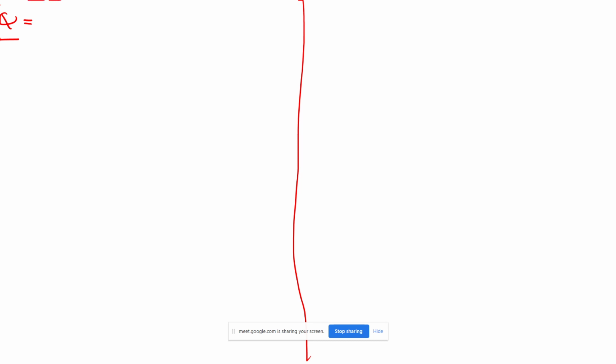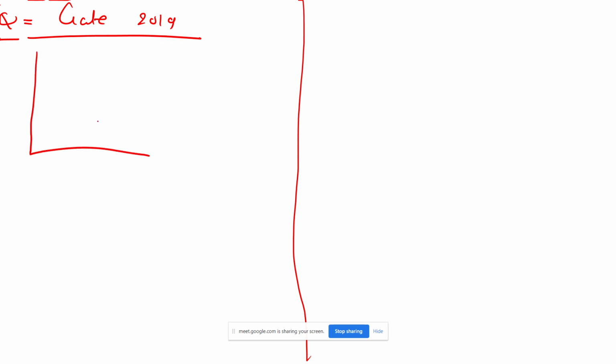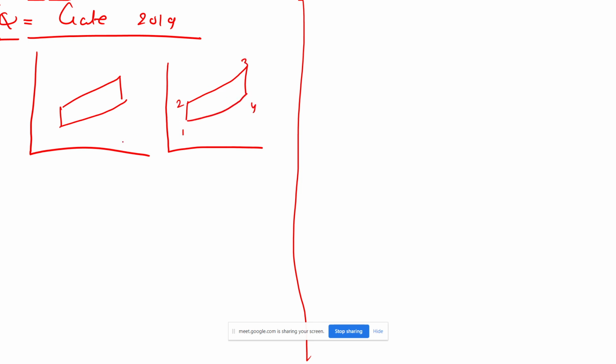This question was actually asked in GATE 2019. The question says that there are two turbines. I'm directly drawing them: one, two, three, four; one, two, three, four. This is a TS curve. Both are TS curves only.